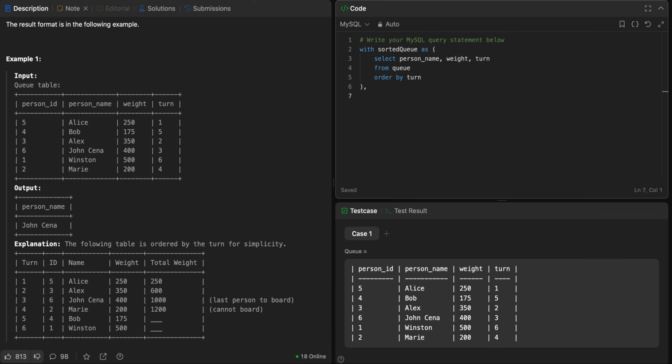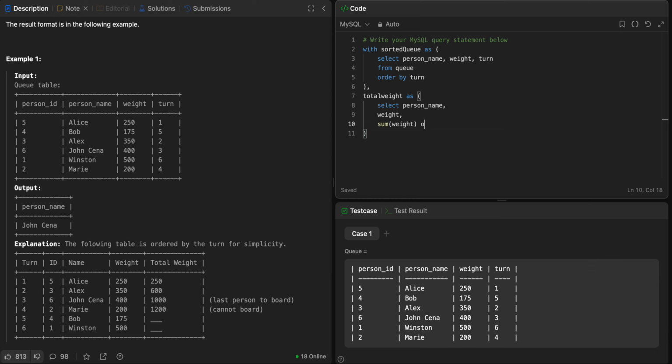Let's go with the second one, our sum of this. So let's go with total sum, total weight actually. Okay, as select person name, weight, sum of the weight.